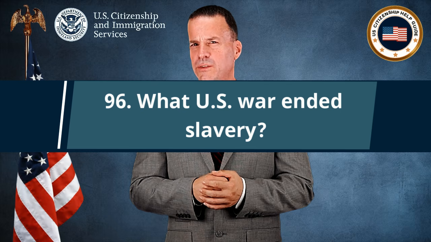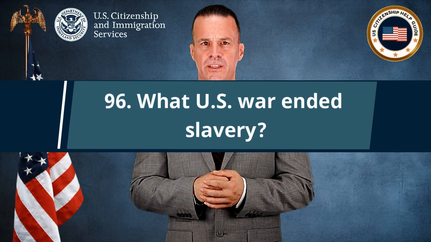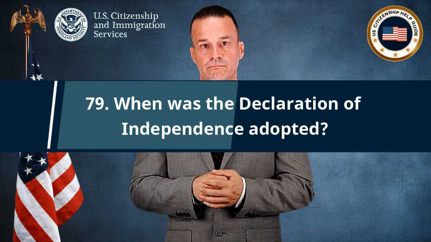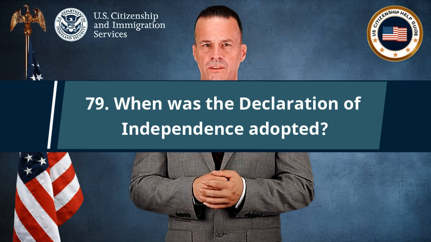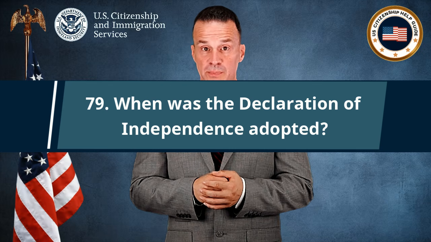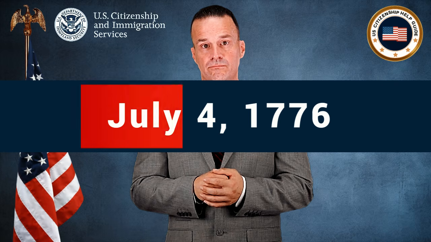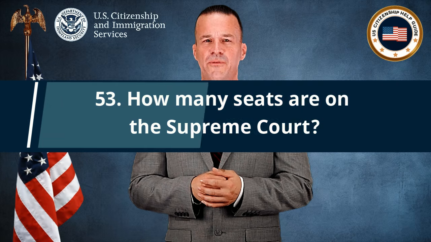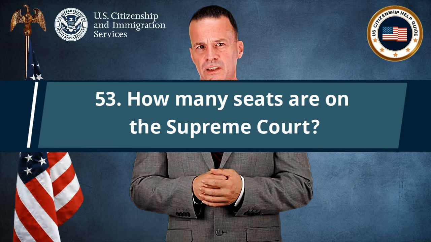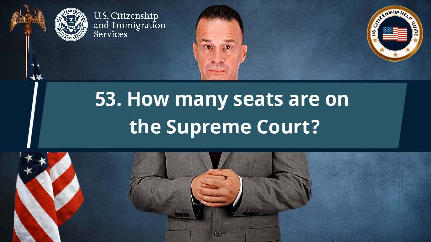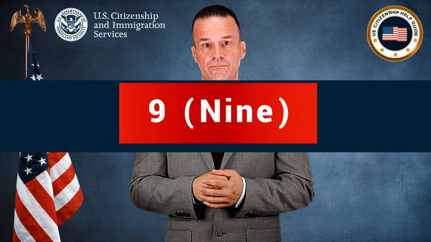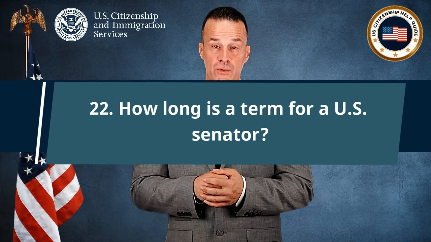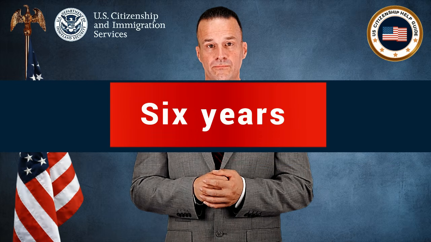96. What U.S. war ended slavery? The Civil War. 79. When was the Declaration of Independence adopted? July 4th, 1776. 53. How many seats are on the Supreme Court? 9. 22. How long is a term for a U.S. Senator? 6 years.